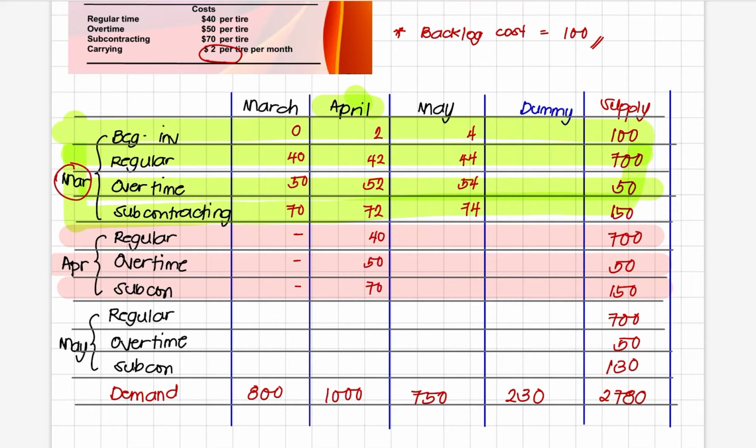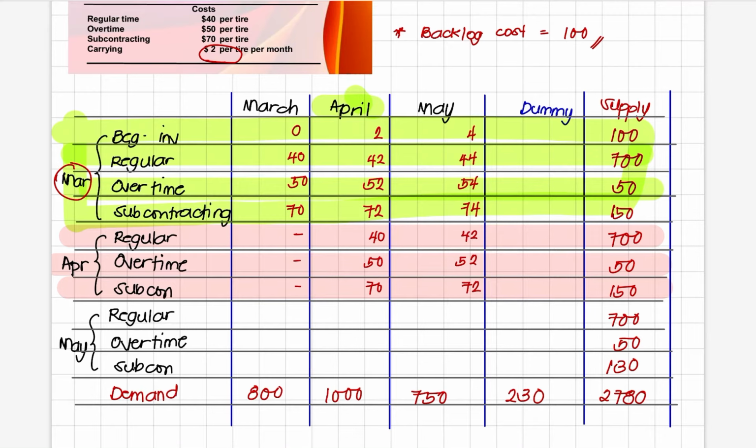Yung diagonal niya, March to March, regular. April to April, regular costs. May to May, regular costs. Okay? Pero dito, this will be 42, 52, and 72. Again, kasi April siya, pinroduce, pero sa May pa siya dineliver. So, ibig sabihin, nagstay pa siya ng 1 month doon sa storage area ng company. So, nag-incur siya ng extra holding cost. So, yun yung ibig sabihin nun.